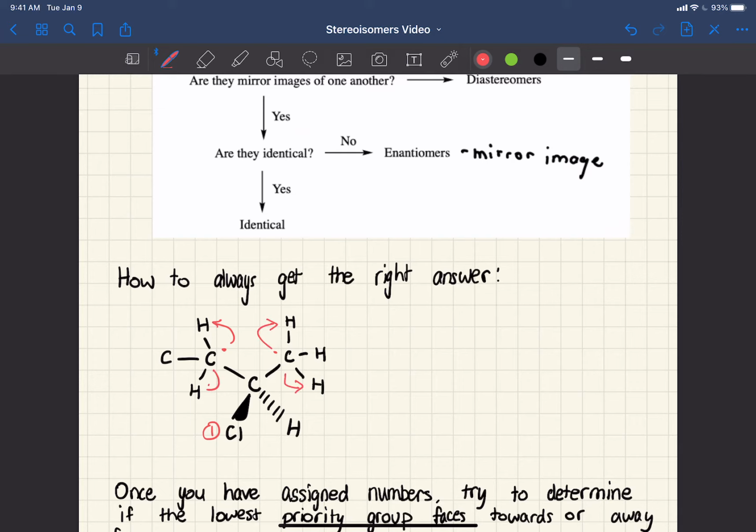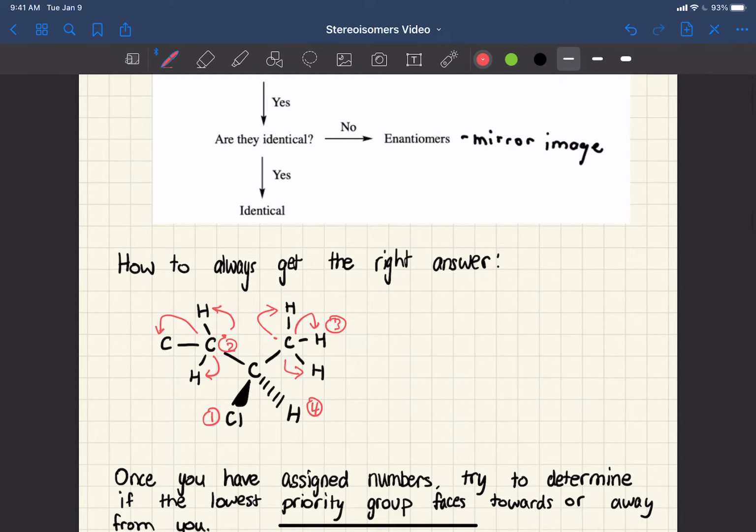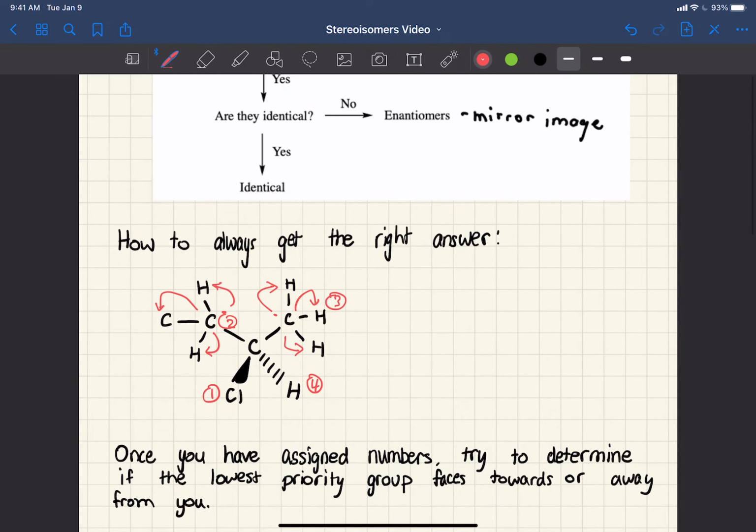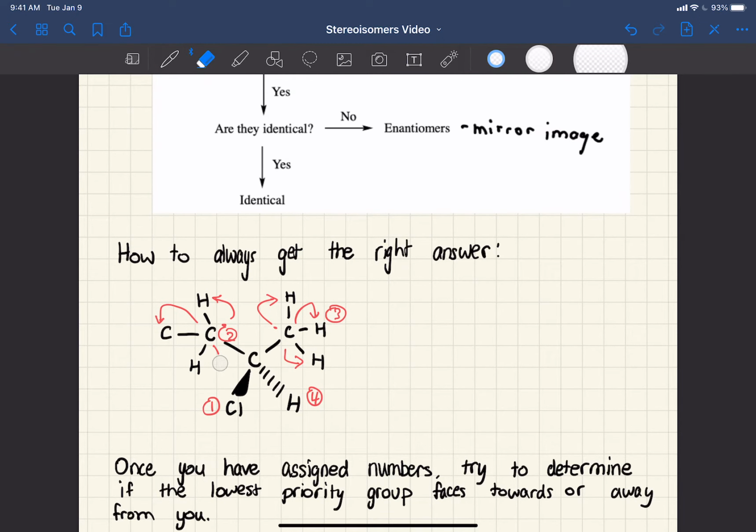So another two hydrogens, exactly the same. But then we notice that this carbon is attached to a carbon and this one's attached to a hydrogen. Since carbon has a higher atomic number, we give this a 2. And then next we want to give this a 3 because that's another carbon. And then our final one is the hydrogen here. And once you've determined, here, let me erase some of these arrows.